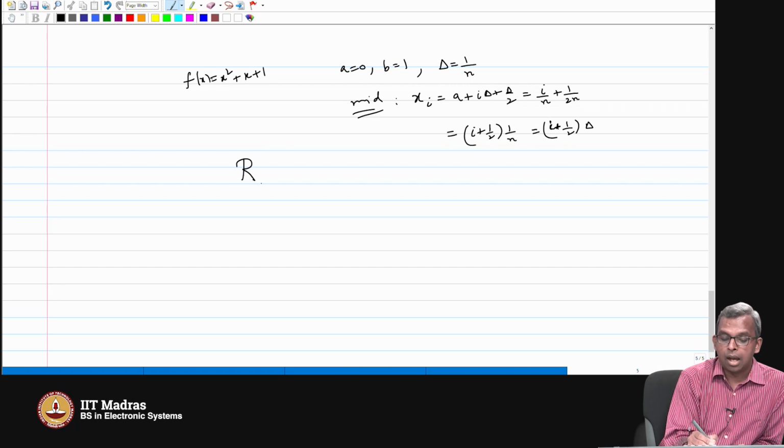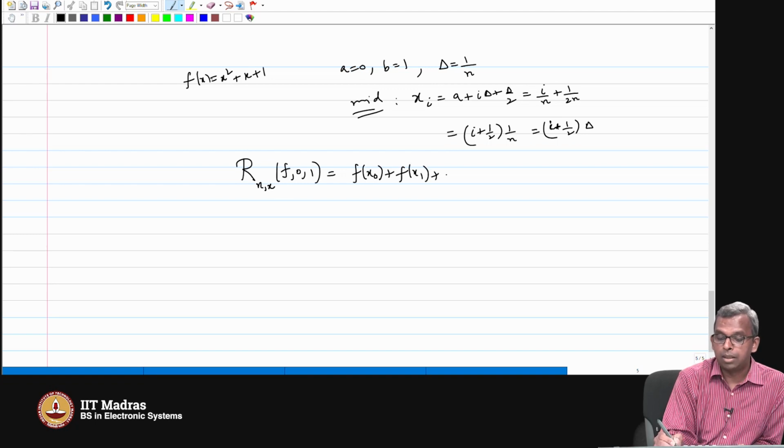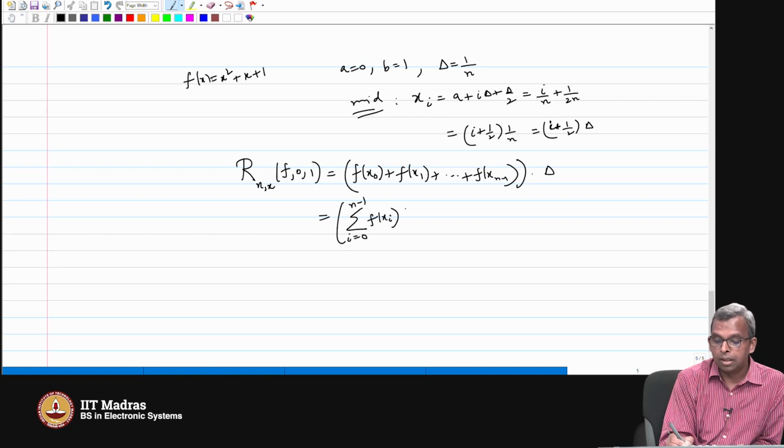What is R n x of f comma 0 comma 1? It is just f of x0 plus f of x1 plus dot dot dot f of x n minus 1, multiplied by delta, isn't it? So it is just a summation. There is lots of sigma notation that people like to write. You can write it like that also. So I am going to teach you a little bit of that. This is going to be summation i equals 0 to n minus 1 of f of xi times delta.